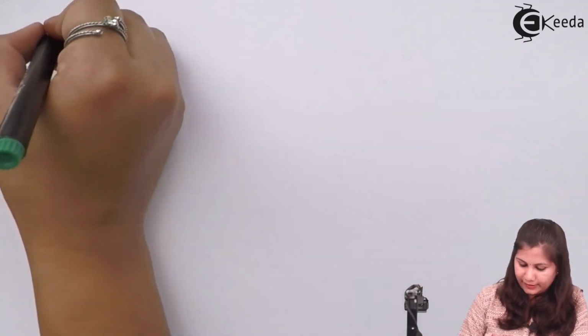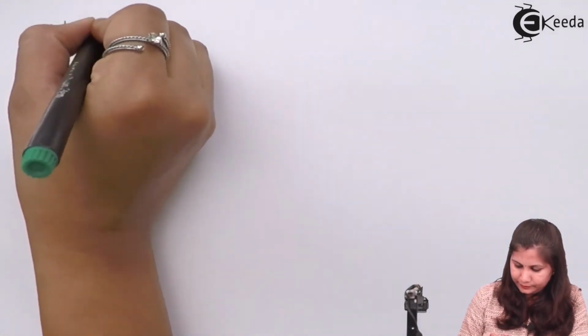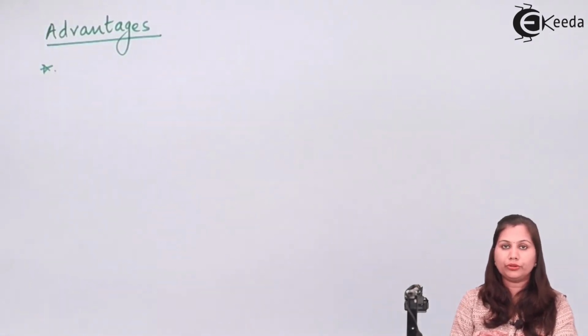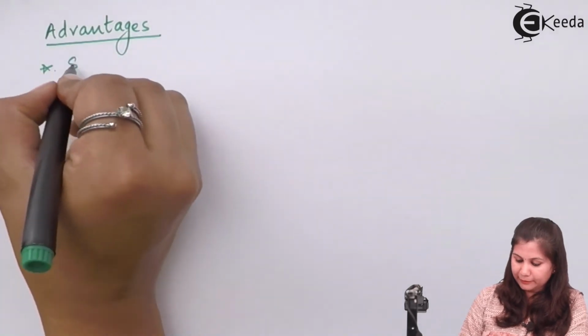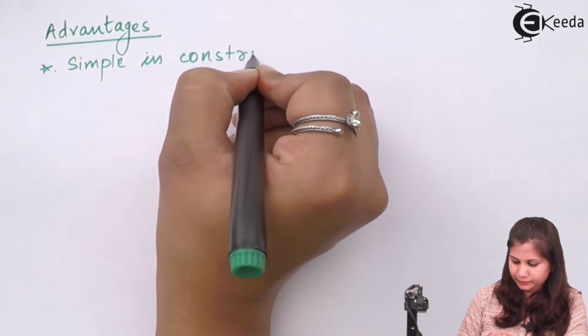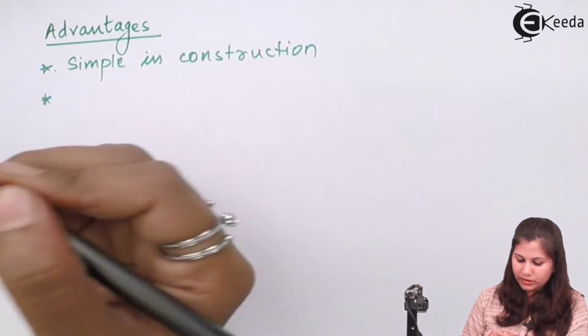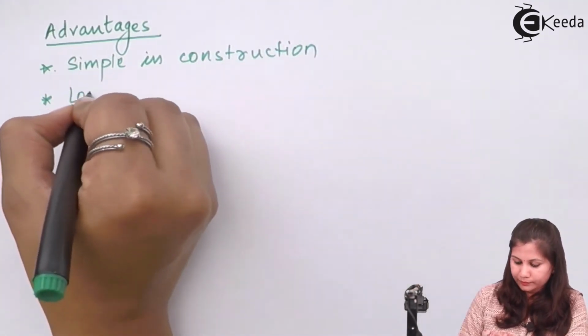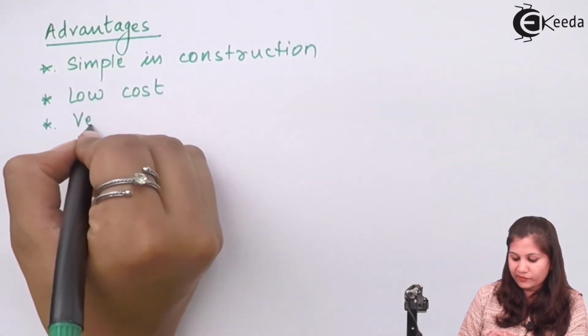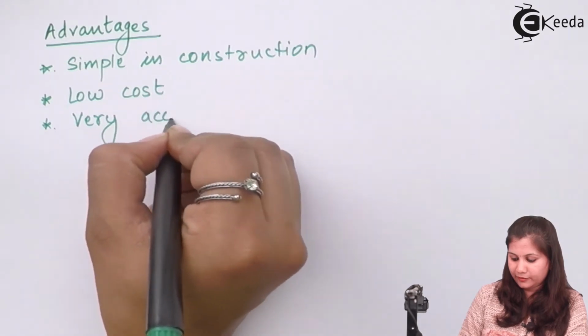So this was the working of the U-tube manometer. Now comes its advantages and disadvantages. The advantage of the U-tube manometer is that it is very simple in construction. Its cost is very low. Also, it is very accurate and sensitive.